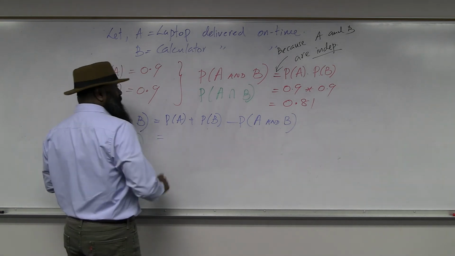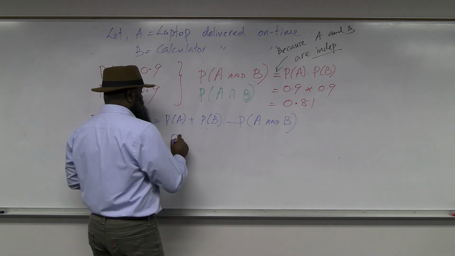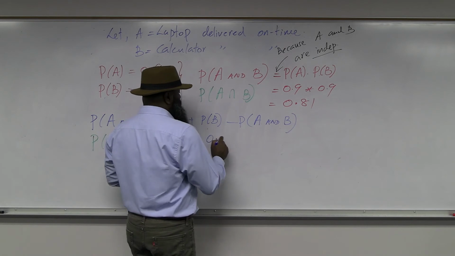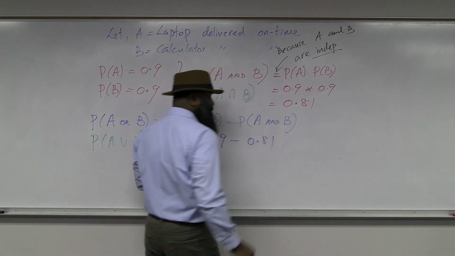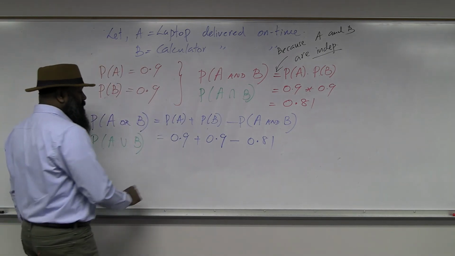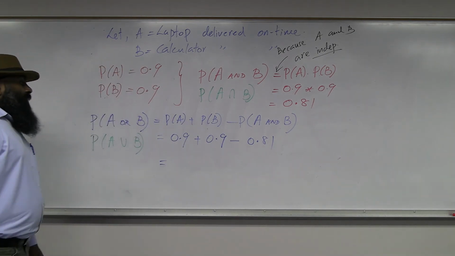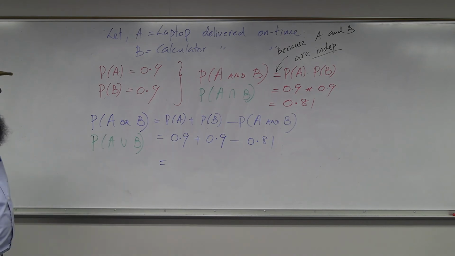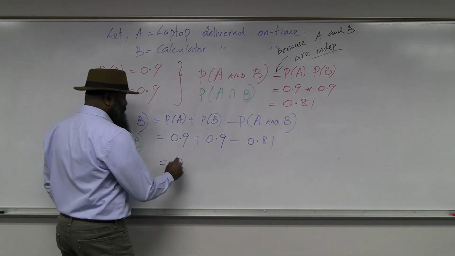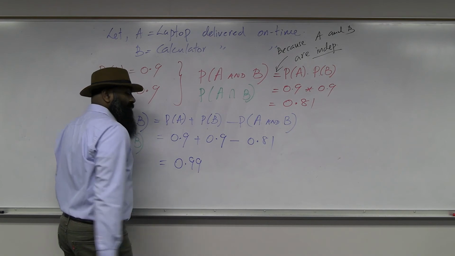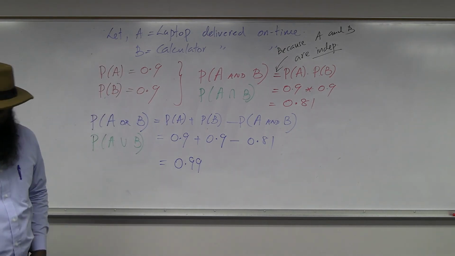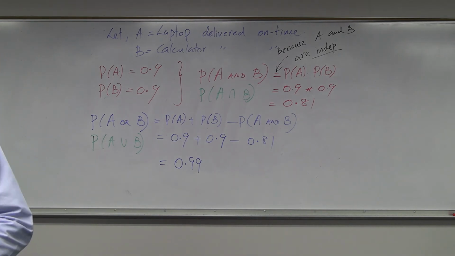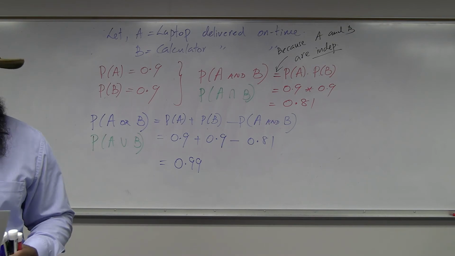So I will plug in these values. PA equals 0.9, PB is also equal to 0.9, minus PA and B, which is equal to 0.81, right? So we can simplify that and obtain the answer. I think this simplifies to 0.99. All right, so that's how we can answer question number 11. Let's move on to the last example given, which is problem number 13.